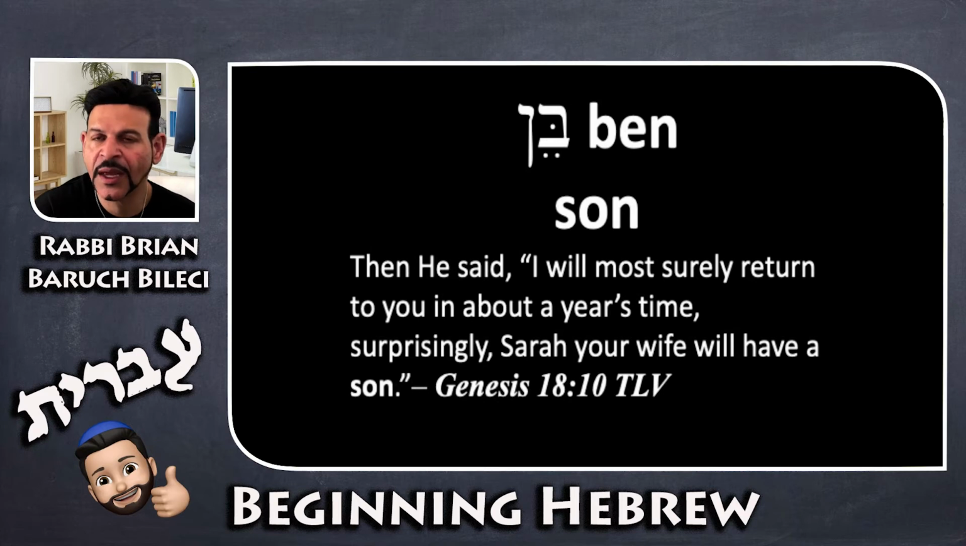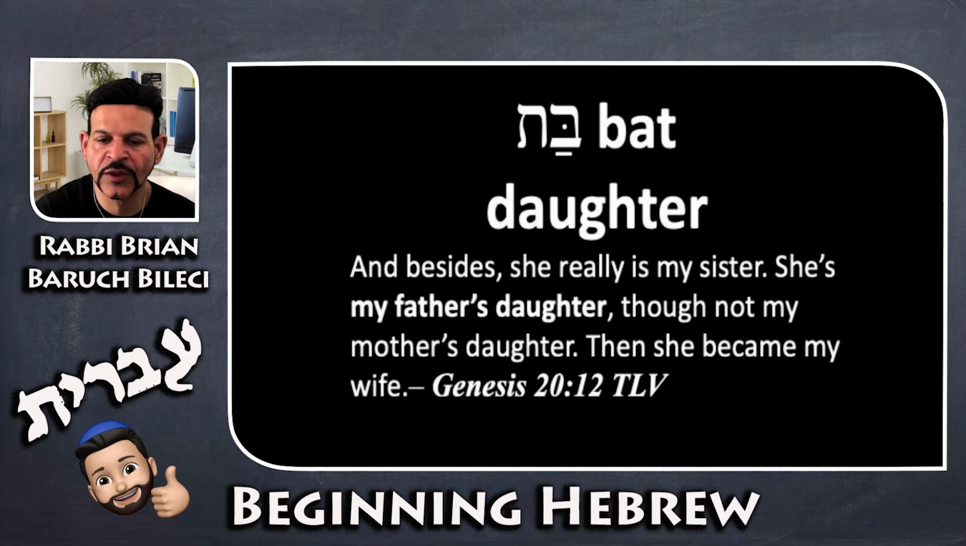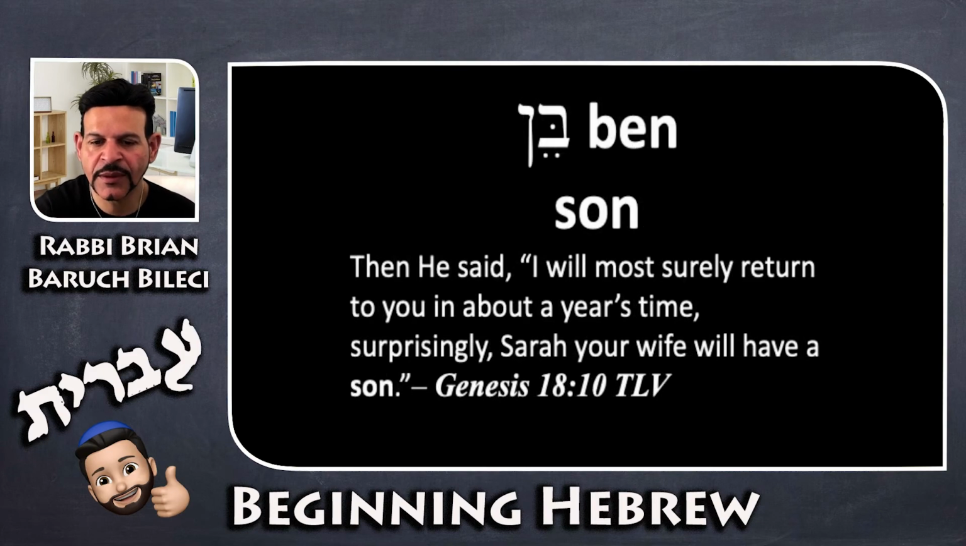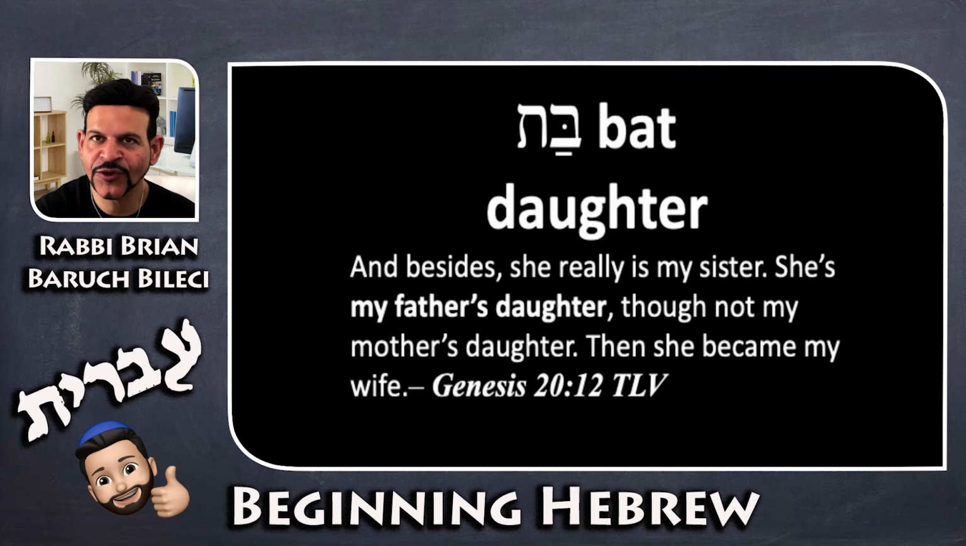Ben means son. It's not till we get a little further in the portion, to Genesis 20:12, that we see the word for daughter, bat. So ben for son, bat for daughter. Look what it says here. And besides, she really is my sister. He's talking about his wife. Abraham is talking about Sarah. She's my father's daughter, but not my mother's daughter. Then she became my wife.